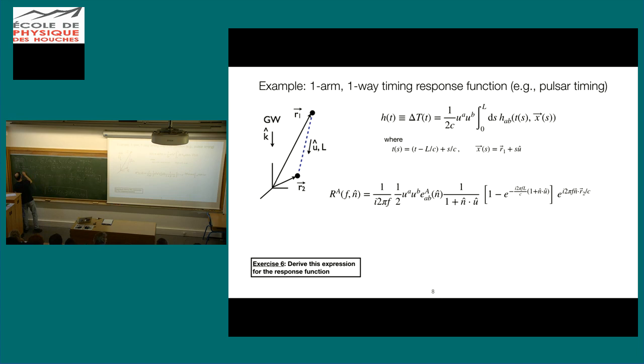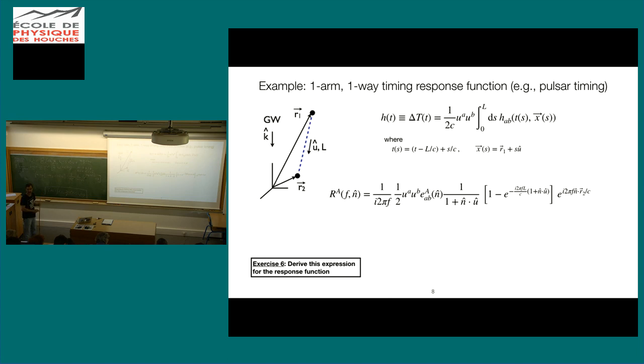And here it looks like it's coming from the z direction. It doesn't have to be. Okay. So we just have a gravitational wave propagating in direction minus k, which is equal to n being the direction to the source. Okay, everybody okay with this?